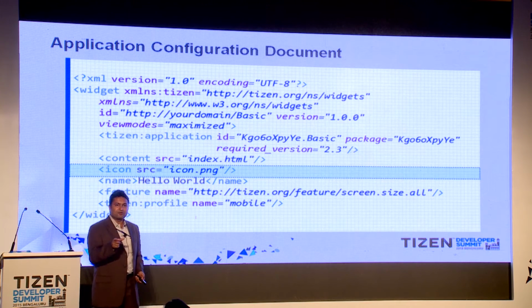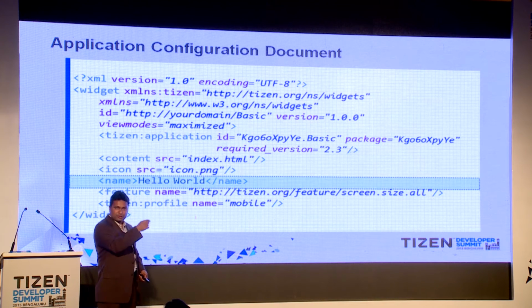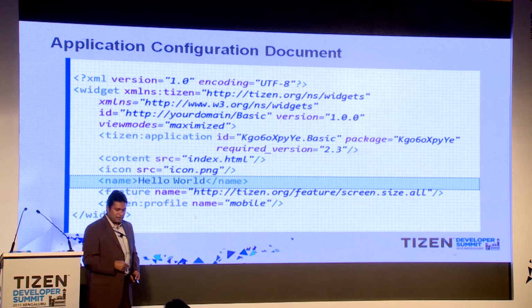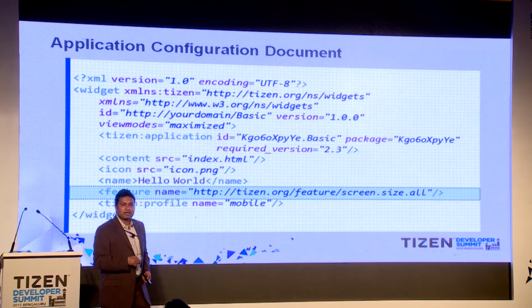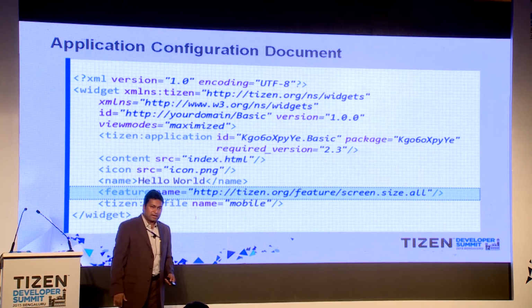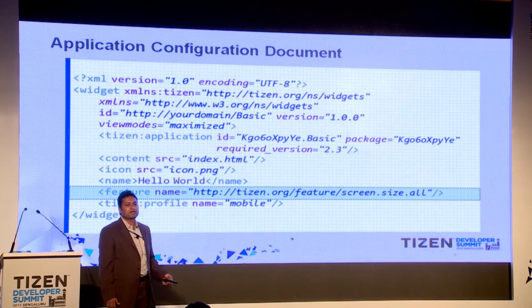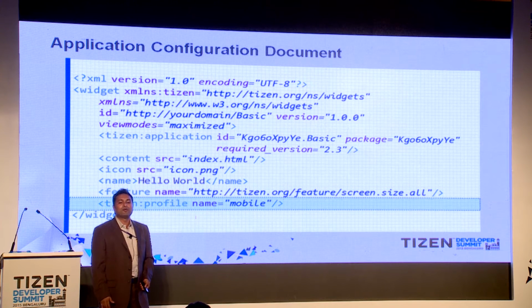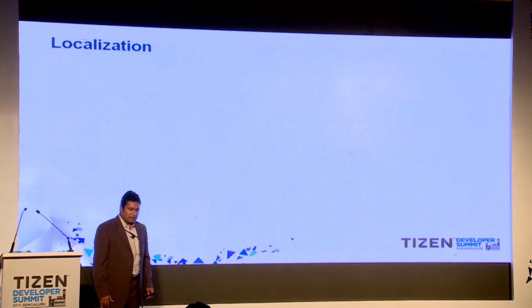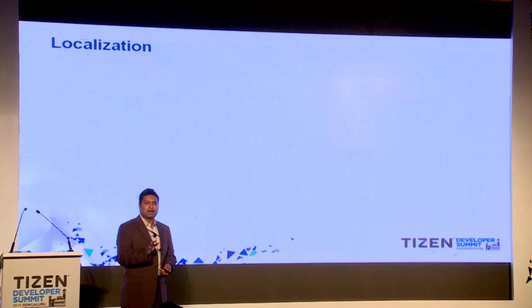Next I have the icon element that specifies the icon to be used, followed by the name element which shows the hello world. Lastly, I have this feature element which is used only by the store for filtering purposes to filter some applications. Lastly, I have the Tizen profile element which tells that this application is meant for a profile, the mobile profile. Now, we have seen this configuration document. It's a very simple vanilla application.